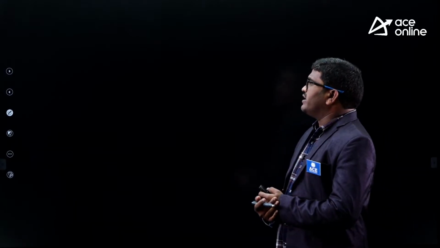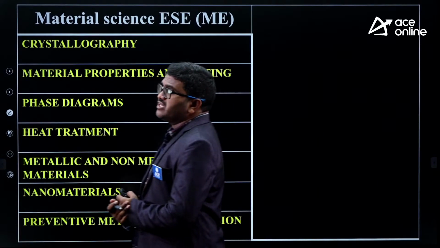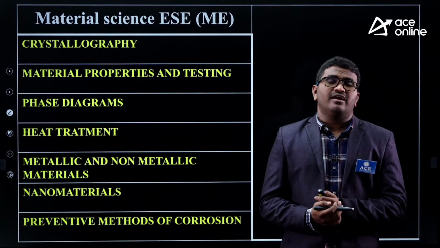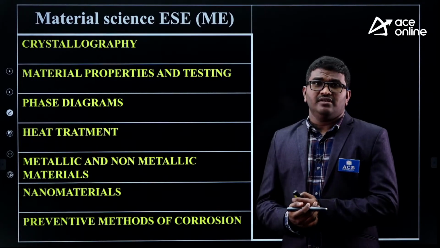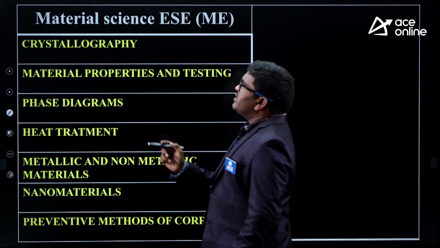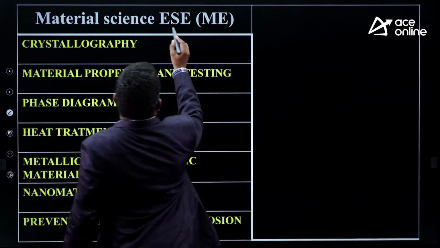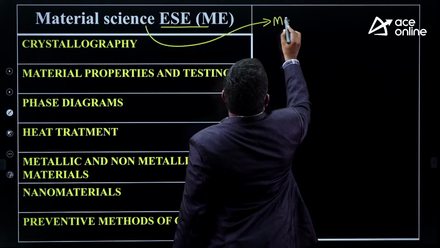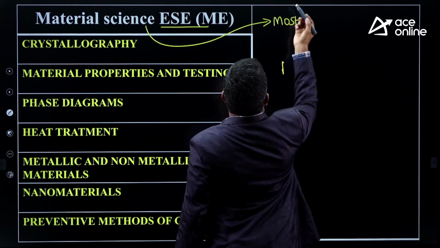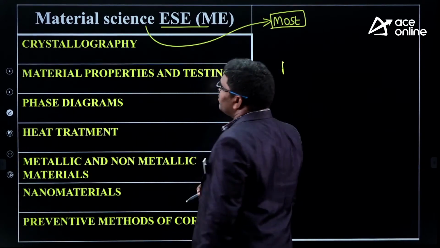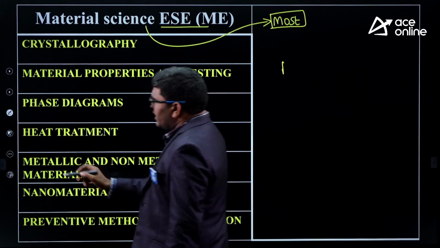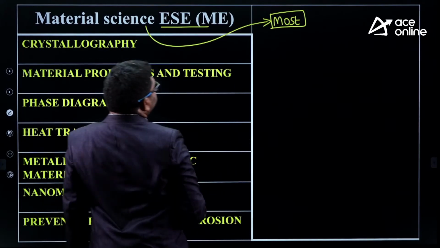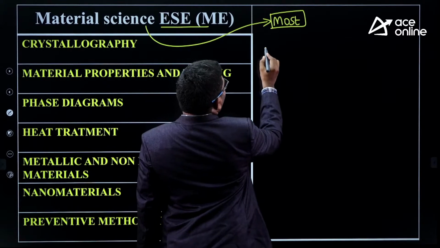Now, the next topic is material science for the engineering services exam, the Indian Engineering Services exam, ESE or IES. If you take material science for ESE, it is one of the subjects with the most weightage. A very, very important topic from your exam point of view. Why am I saying this? Because this topic is also there in your GS, in paper 1.